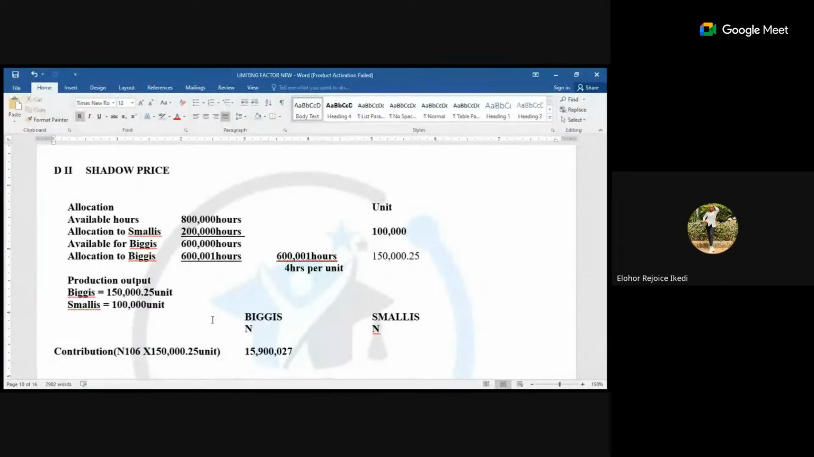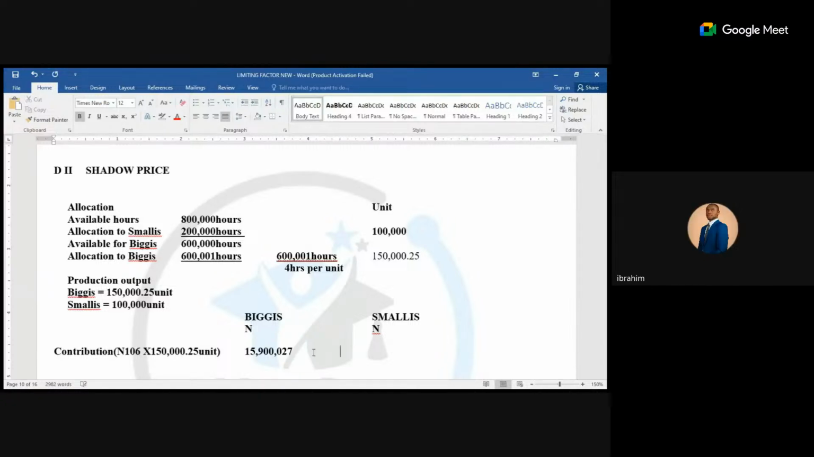So multiply. If you multiply this, what do you have? We have 15,900,000 and 26 naira 0.5 kobo. Okay, you have 0.5 kobo. That's fine. Then you now approximate it, right? Yes, sir. That's fine.